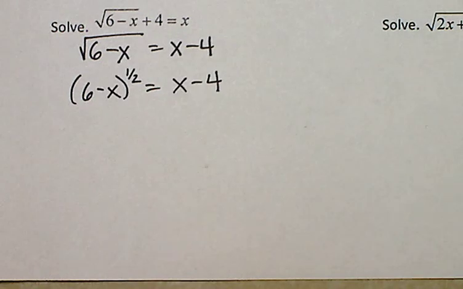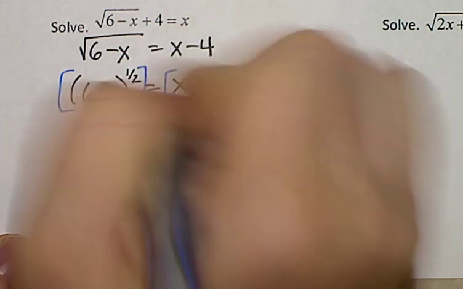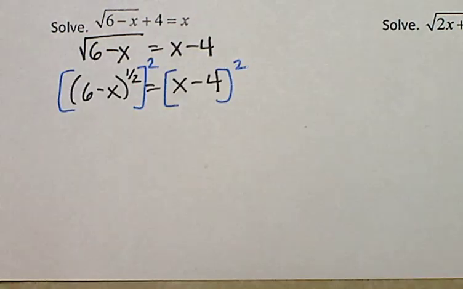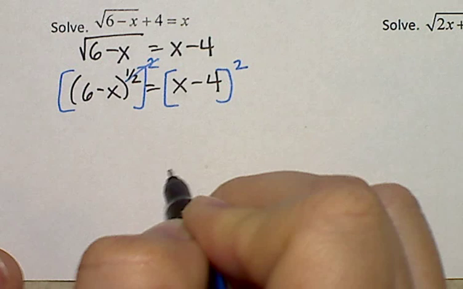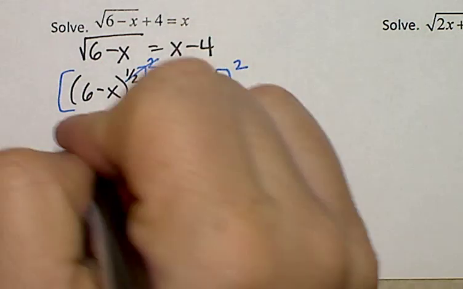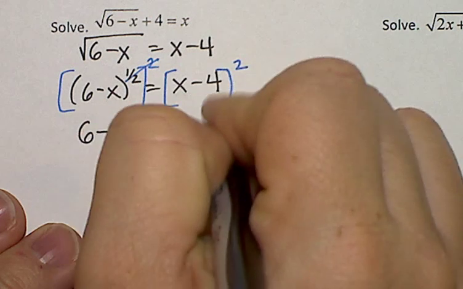Fernando, what do you think the next step is? No wrong answers. Take a guess. The 1/2. Yeah, and how would you get rid of the 1/2? Good. We're going to raise it to the reciprocal. In this case, it's 2 over 1 or just 2. So raise it to the second. The 1/2 and the 2 cancel out, or really they turn into 1s. And you're going to bring down 6 minus x, and I have to write this twice, x minus 4 and x minus 4.